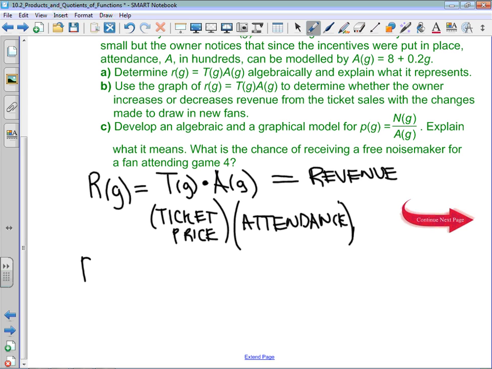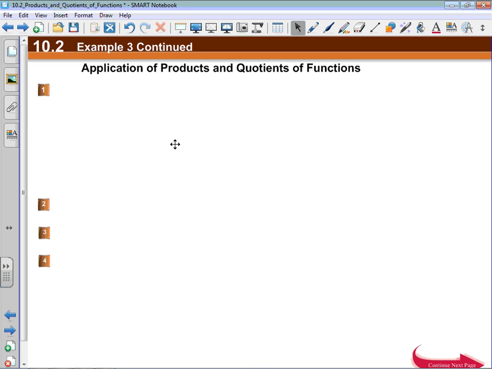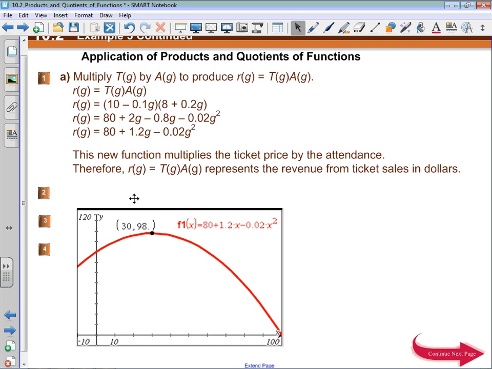Now they want us to actually determine the function. So R of G is going to be equal to 10 minus 0.1 G times the attendance, which is given to us as 8 plus 0.2 G. Now, to truly deal with that function, we are going to have to look at the graph of it. I have that present on the other page here. That's this guy right here.